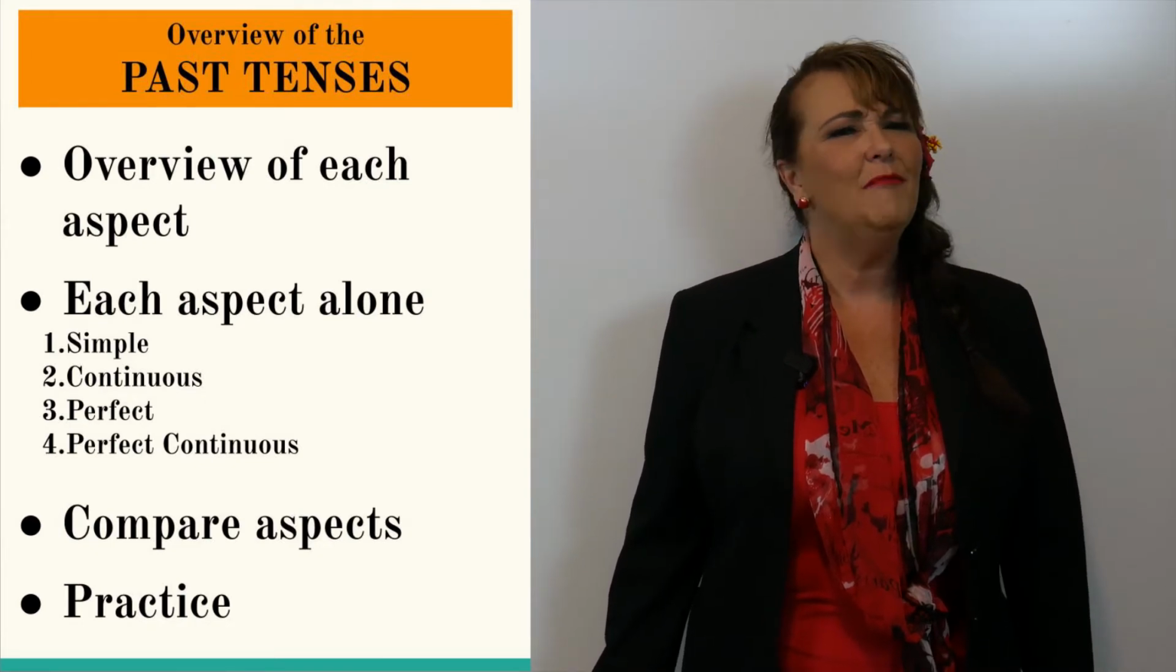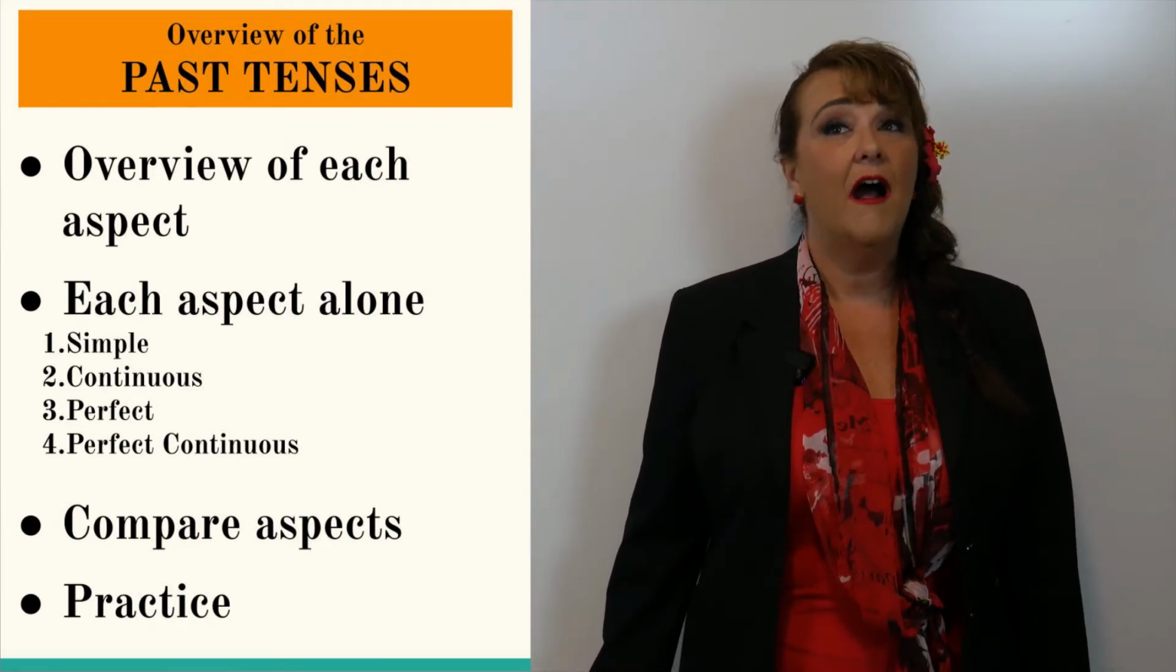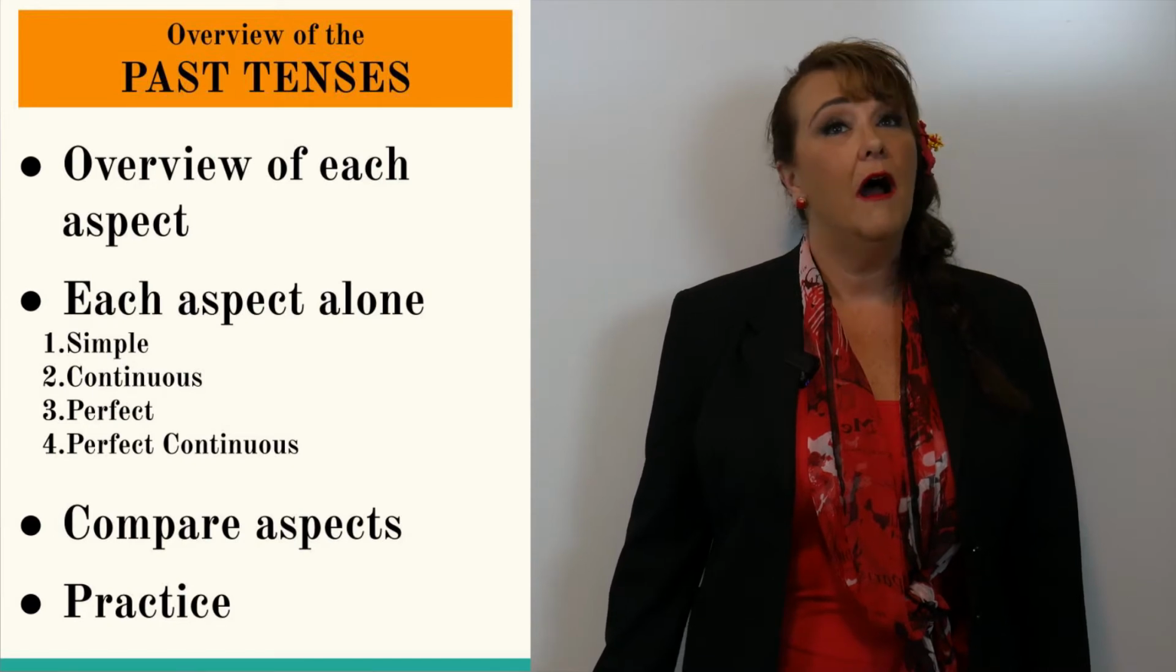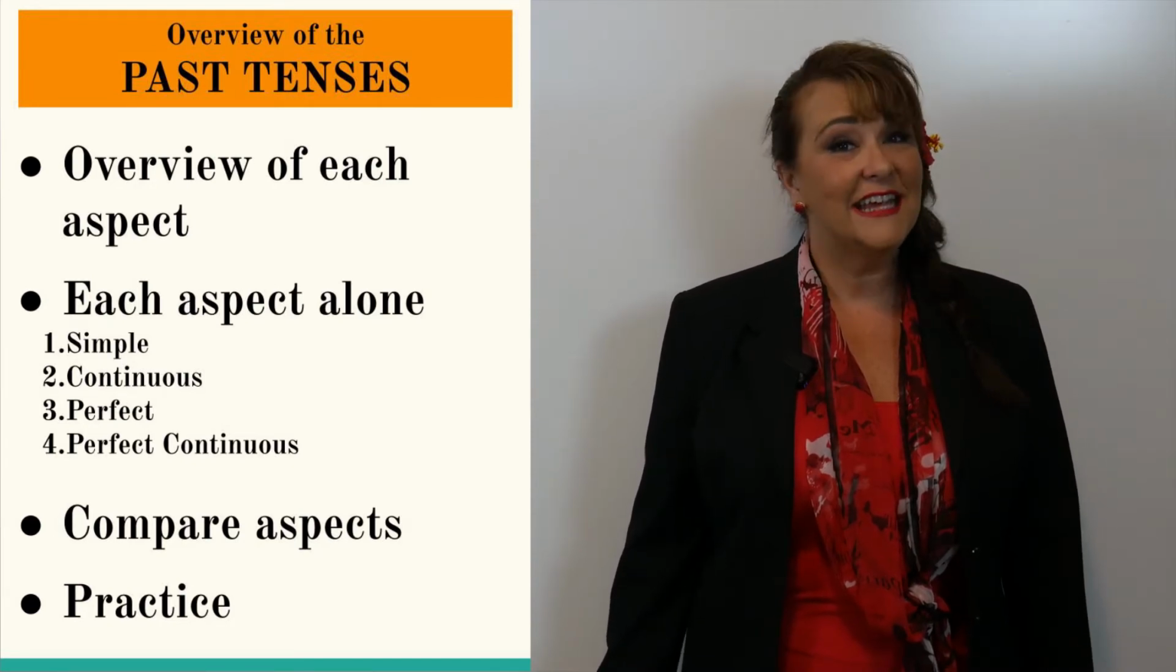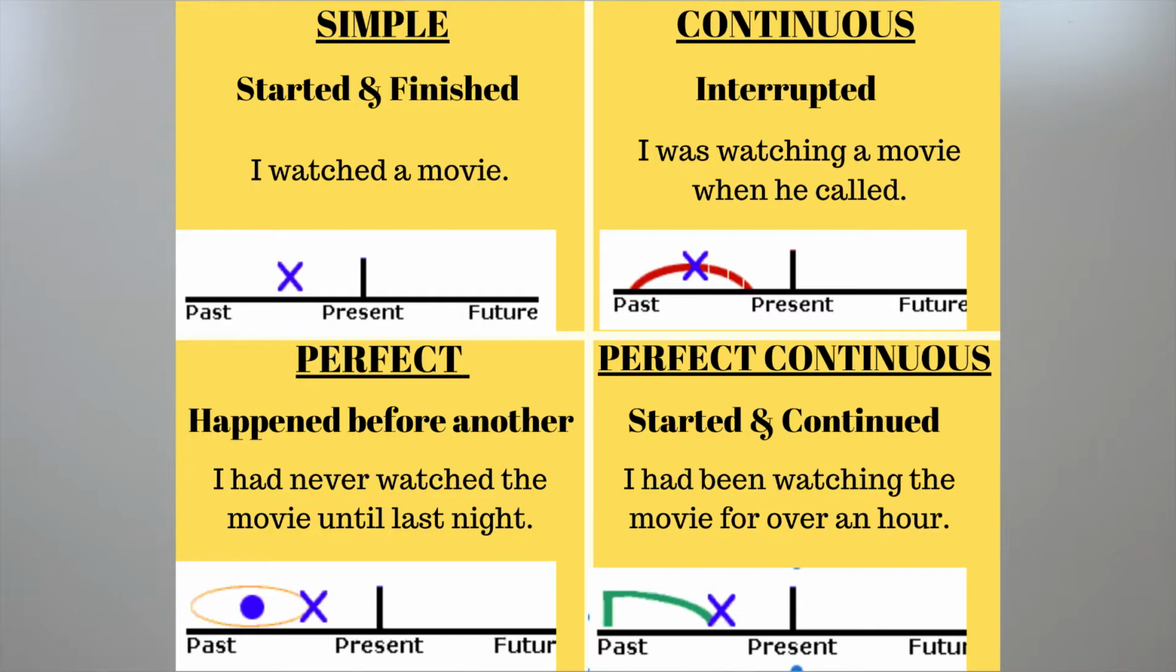Let's look at the basic comparison of the 4 aspects of the past tense. On your screen, you'll see a basic overview of the 4 aspects. You might want to pause the video and write this chart down. Take special note of the timeline. This could be helpful to write down as well.